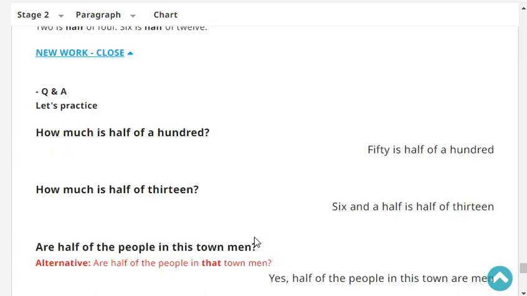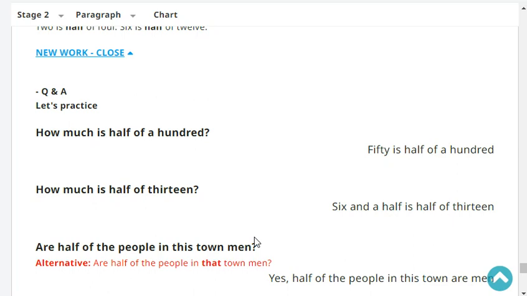How much is half of 100? 50 is half of 100. How much is half of 13? Six and a half is half of 13. Very good.